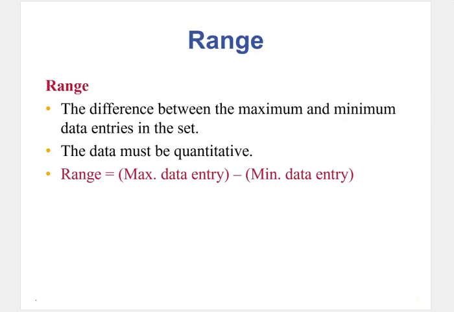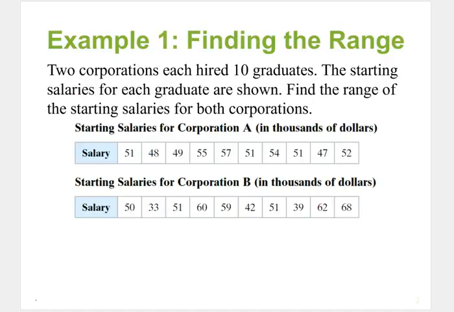To do that, you just take the maximum entry minus the minimum entry, and this is probably something you have done before. So, for example, 2 corporations each hired 10 graduates. The starting salary for each graduate is shown. Find the range of the starting salaries for both corporations.